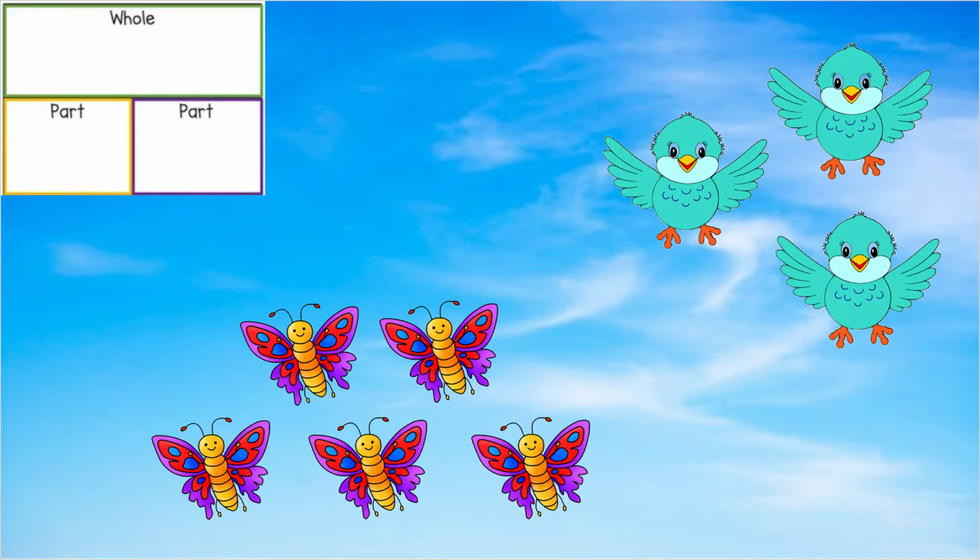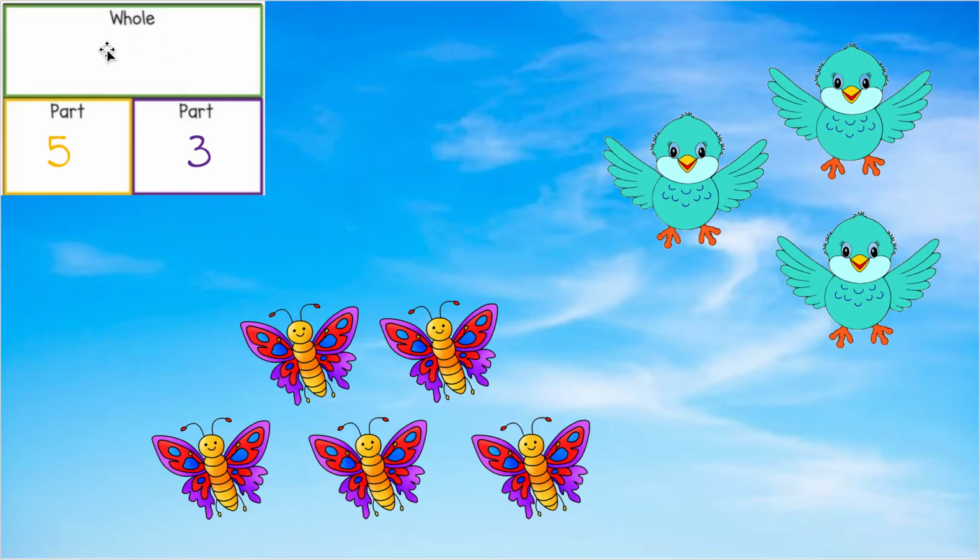Let's do another example. I have a whole sky, but my sky is made out of 2 parts. I have butterflies as one part and birds as another part. To figure out how many animals are in my sky, I have to count the parts first. Let's first count my butterflies. 1, 2, 3, 4, 5. So my sky is 5 parts butterflies. How many birds do I have? My sky is 1, 2, 3 parts birds.